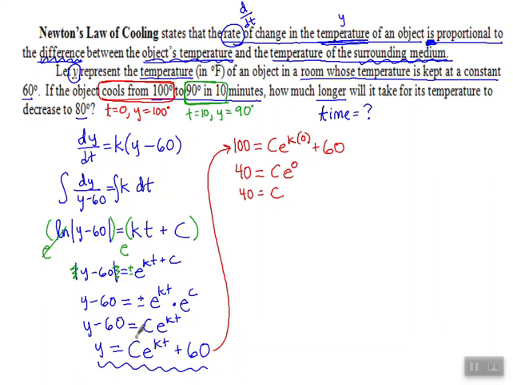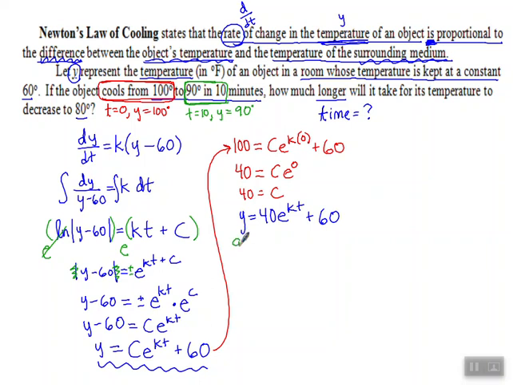Now I can plug that back into that equation and write what I have: y equals 40 e to the kt plus 60. Now remember, I'm looking for time and I'm given information about temperature. So time and temperature should be all I need in my equation, but I still need k. So let's figure out what k is using that other given ordered pair.